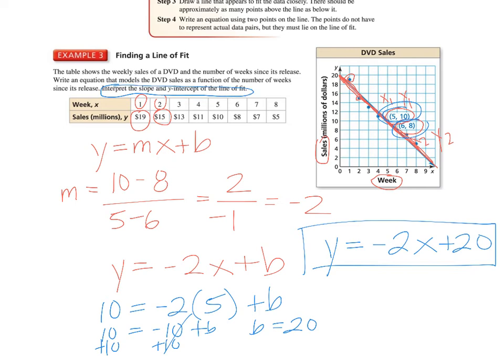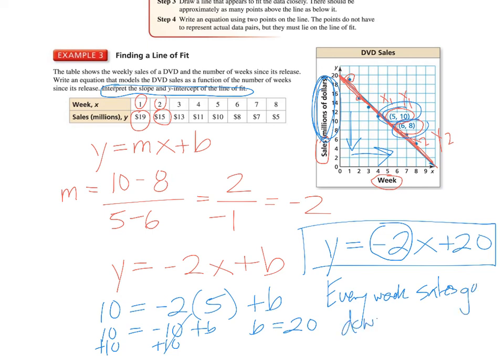It says to interpret the slope and y-intercept. What does it mean? The slope is -2. Relative to this graph, I'm going down 2, right 1 each time. If I go down 2, right 1, what does that actually mean? When I go down, what does that represent? Sales in millions. So it just means every week sales go down $2 million. It's a lot of money.